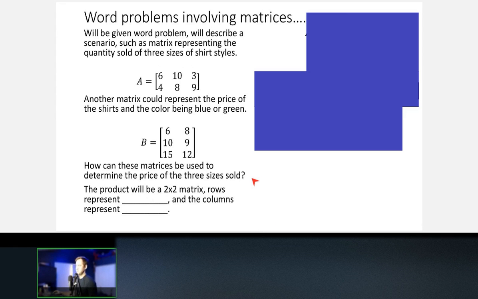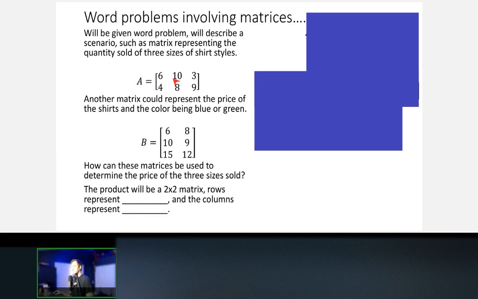All right. The hardest question on this test is the word problem. So I'm going to take you through one. Yeah, it's kind of strange. Well, not strange. It's hard to understand if you haven't done it before. But you'll be given two matrices like this, and it's going to describe some scenario, such as this matrix A, representing the quantities sold of 3 sizes of shirt styles. So here's matrix A.